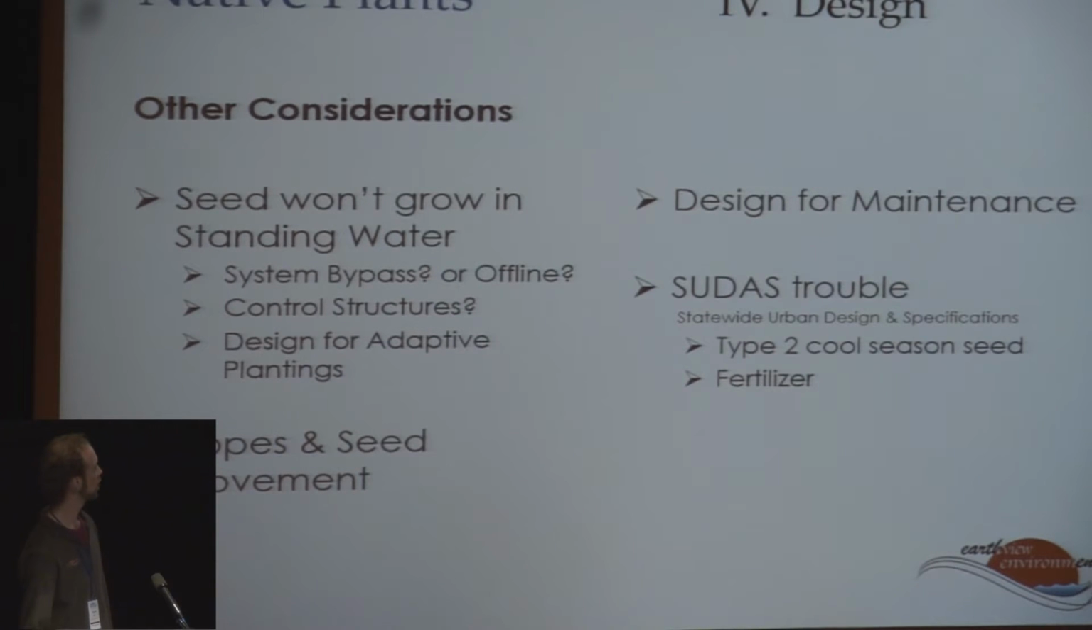And this is for you engineers out there. SUDAS, our statewide urban design and specifications manual, calls for type 2 cool season seed used when you need to stabilize urban areas. That's a nightmare when it comes to native plant establishment, because these cool season grasses will rush into your planting and take over and grow before the warm season natives can get firmly established. So you just got to be aware of it. Again, SUDAS also recommends fertilizer in most, if not all, of these places, so you just got to be aware this could be a problem. Fertilizer will make it harder for the native plants to actually get established because they'll have higher trouble.